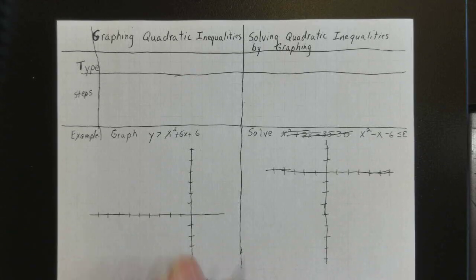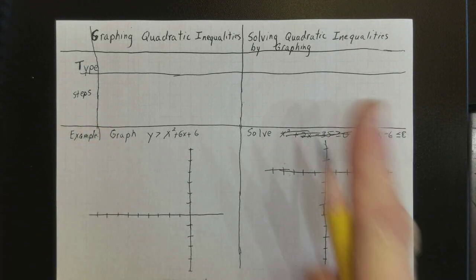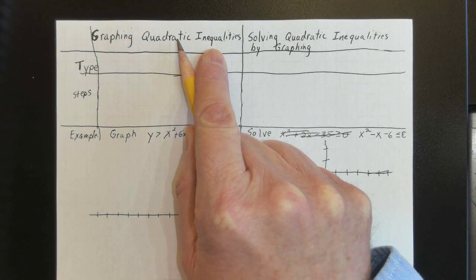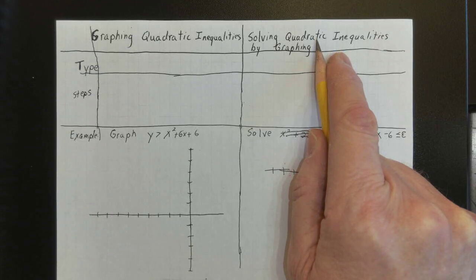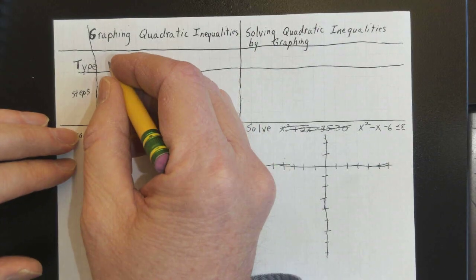Solving quadratic inequalities. So we've got two things. They sound real similar, and I just want you to know the difference between the two, what we're expected to do between the two, and what it's asking for. One of them is just graphing quadratic inequalities. The other one is solving quadratic inequalities by graphing.